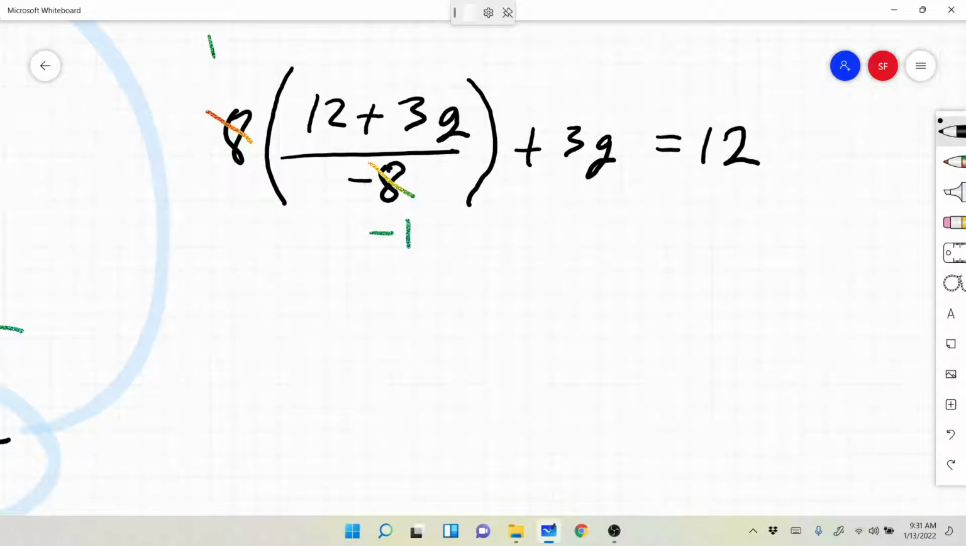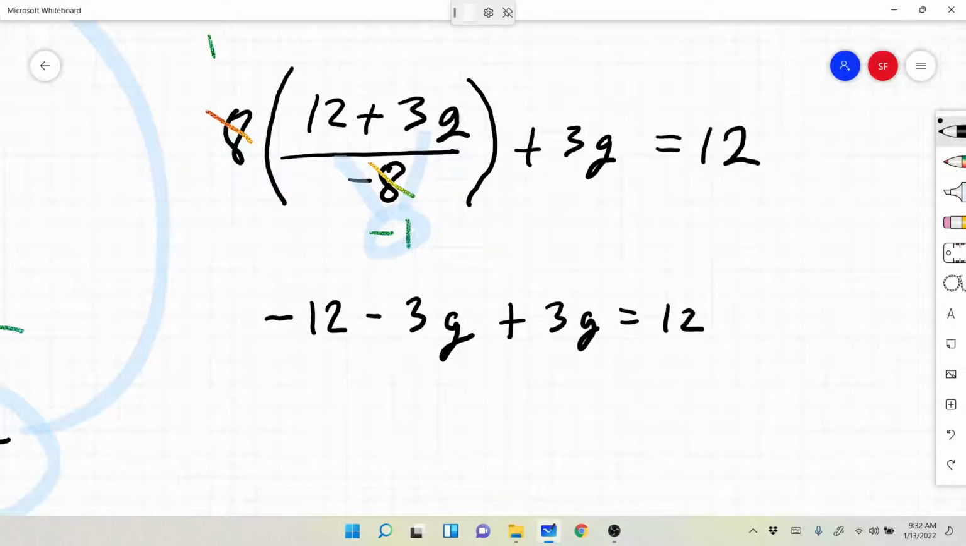Now let's do a little bit more tricksiness since it's algebra 2, right? If we divide this into both of these, what that means is that it just flips the signs, right? So we can write this as negative 12 minus 3g plus 3g equals 12. Sweet.